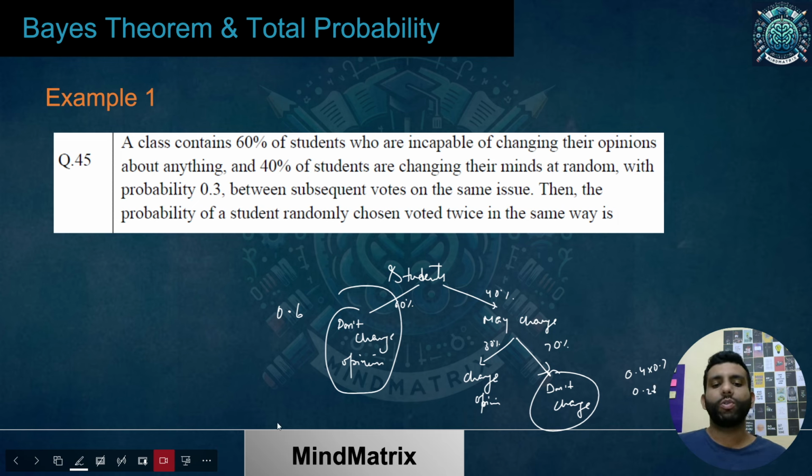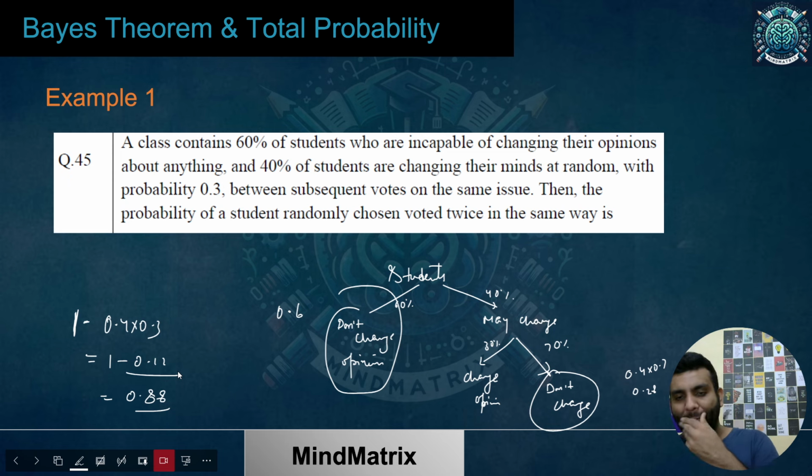Or what you could do was subtract this from the overall probability, which is 1. Subtract this thing from 1. You will get the probability such that the student does not change his opinion. So 1 minus, what is this? 0.4 into 0.3. Which is again 1 minus 0.12, which is 0.88. I hope the idea is clear. Okay, this way also we could have solved it. Total minus this thing also represents do not change opinion.